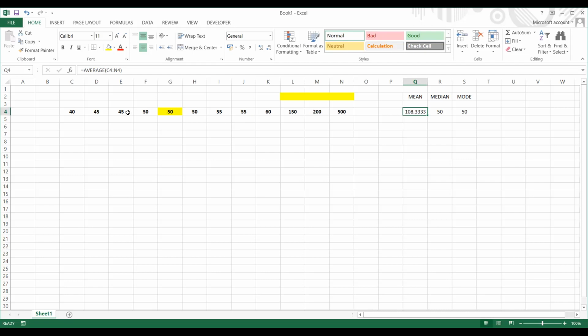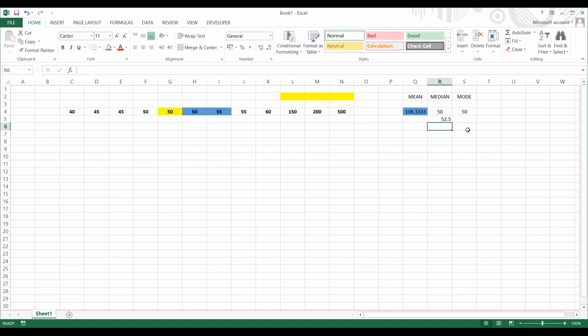So 12 means, let me change this color, these two, no sorry, 50 and 55. 50 and 55, right? So you have 6 data points on the left and 6 on the right. So what is median in this case? 52.5.